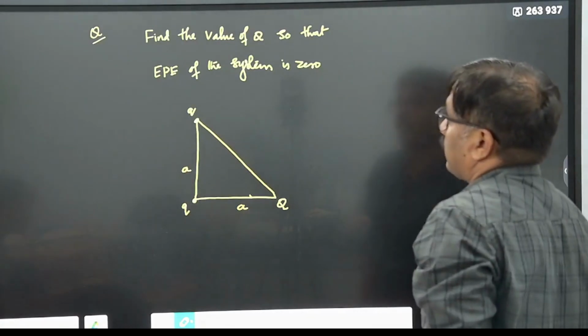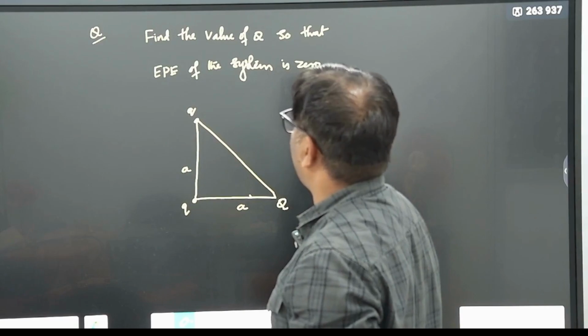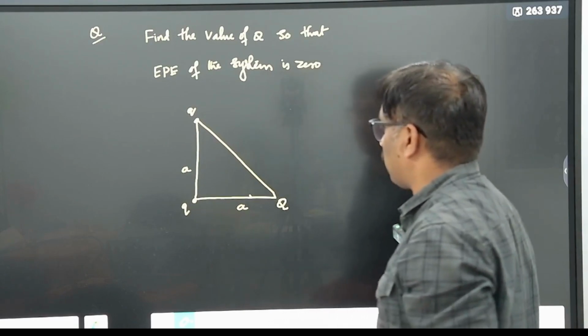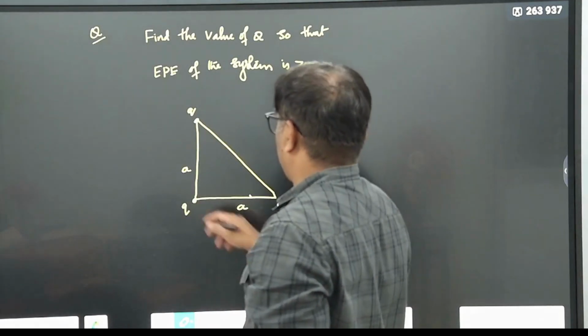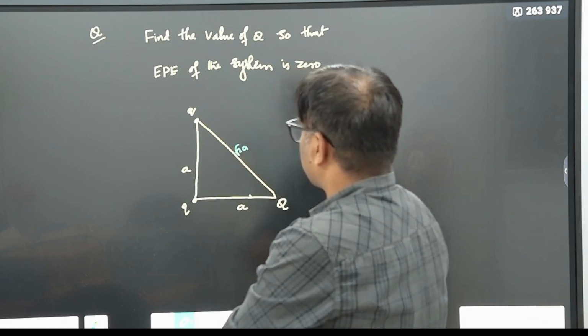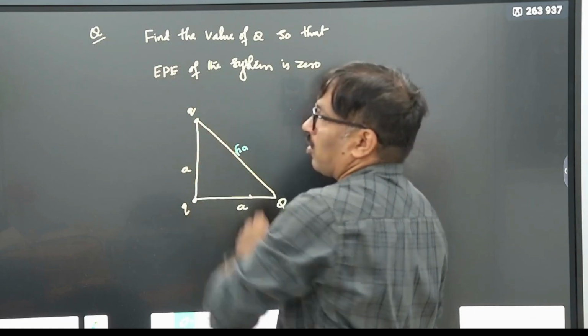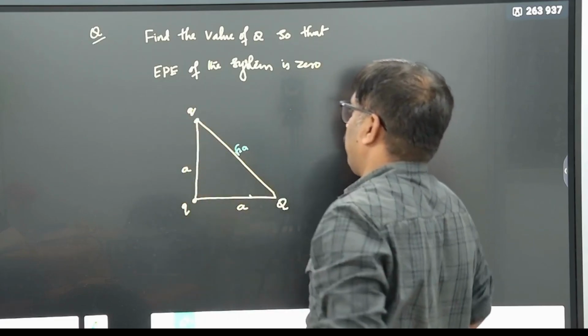Okay, let us see. Find the value of q so that the electric potential energy of the system is 0. Again the same kind of question. This side is A, therefore the diagonal is root 2 into A. Clear? How many possible combinations are there? Here only 3 combinations are there.